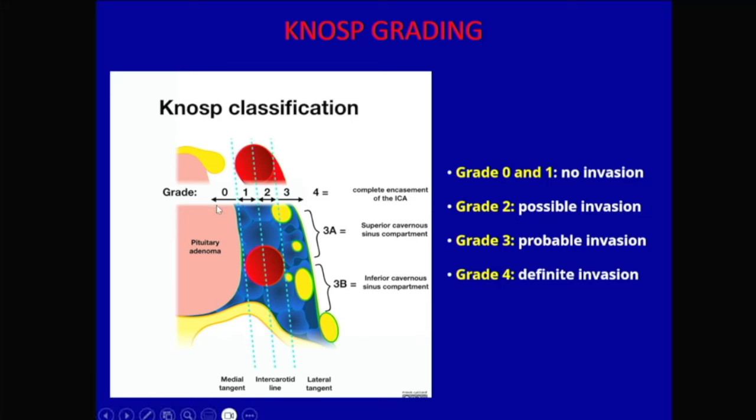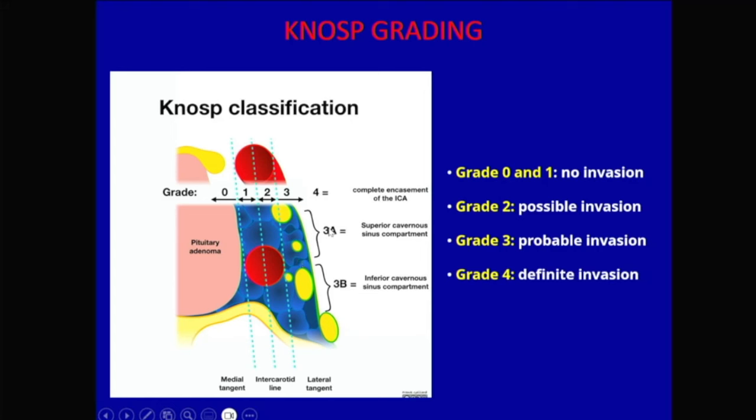So if it stays medial to the medial tangent, that is grade 0. If it comes between the medial tangent and the intercarotid line, so that will be grade 1. If it goes between the intercarotid line and the lateral tangent, that is grade 2. And if it goes beyond the lateral tangent, that is grade 3. Now grade 3 is subdivided: if it is going in the superior recess of the cavernous sinus, that is 3A. If it goes in the inferior recess, that is 3B. And if it encases the ICA completely, that is grade 4.